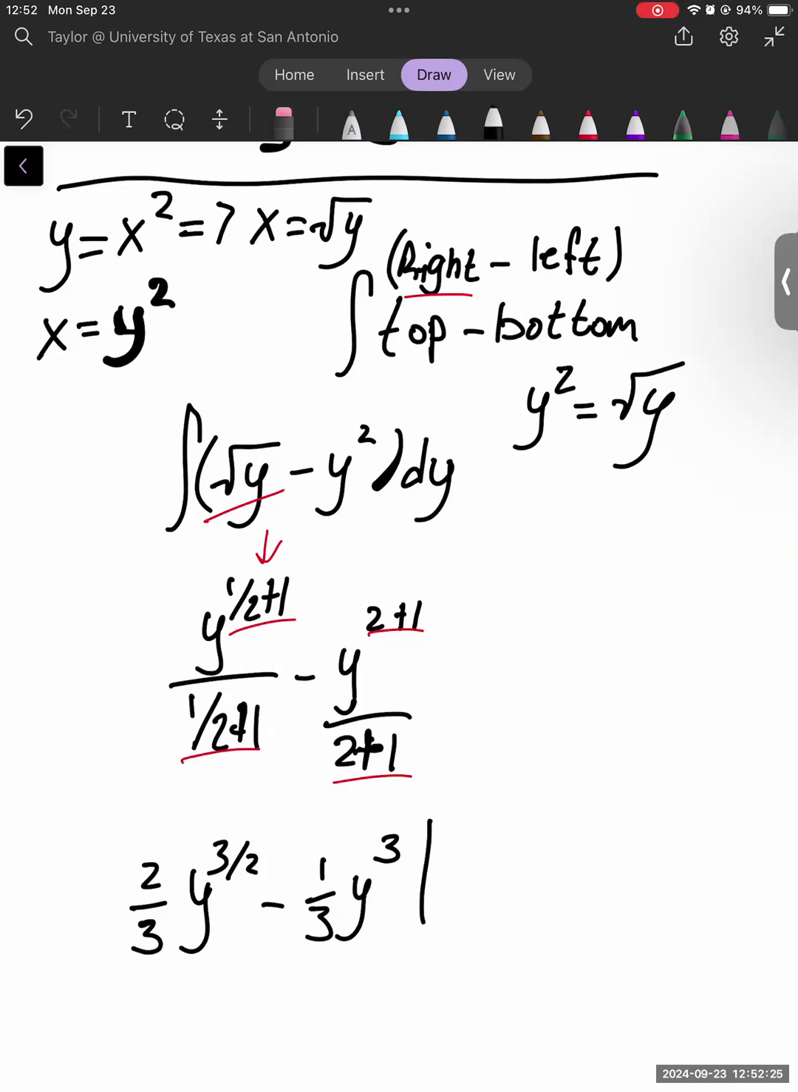So, all right, and then what are our bounds of integration?